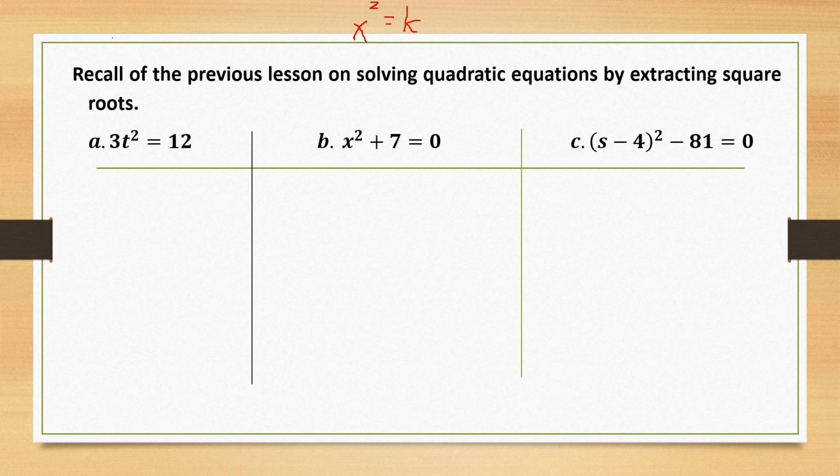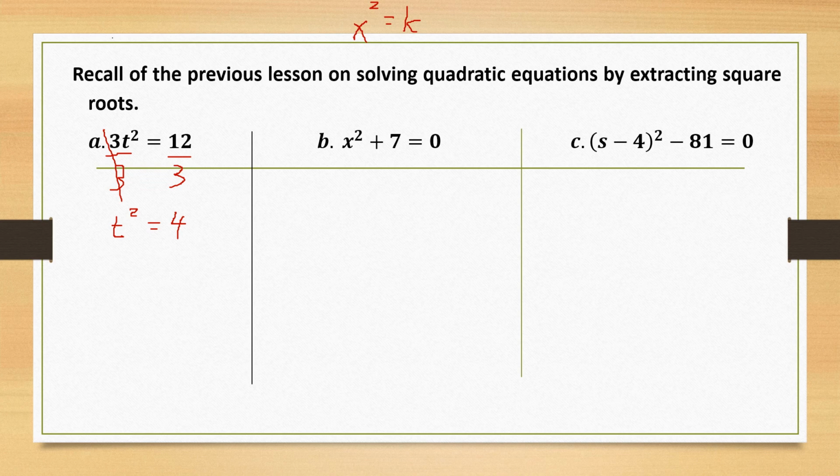Okay, letter A, we have 3t squared is equal to 12. First, we write the equation in the form x squared is equal to k. So in order to do that, we divide both sides of the equation by 3. So we have t squared is equal to 4. Now, our quadratic equation is written in the form x squared is equal to k, where k is equal to 4. 4 is greater than 0, then this quadratic equation has two real roots or two solutions.